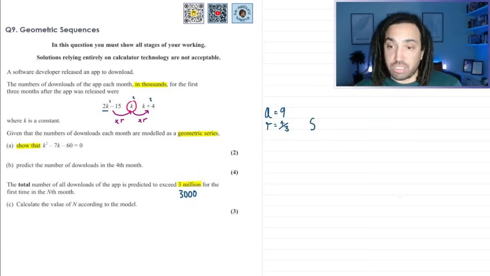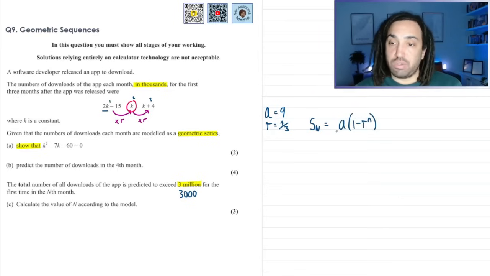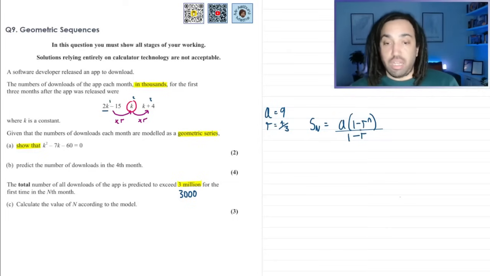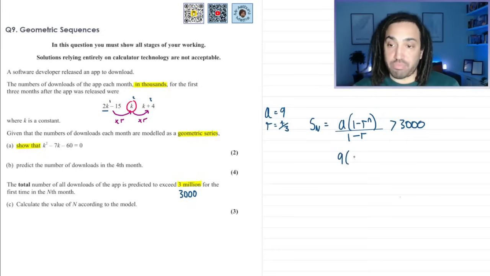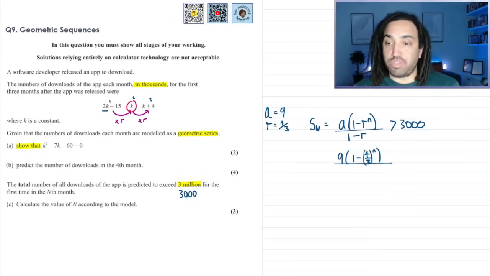Now the summation up to n, the formula is A times 1 minus R to the n, all over 1 minus R. And we want that to be greater than 3,000. So let's sub in what we know. So A is 9, 1 minus 4/3 to the n, and that's all over 1 minus 4/3, and that needs to be greater than 3,000.